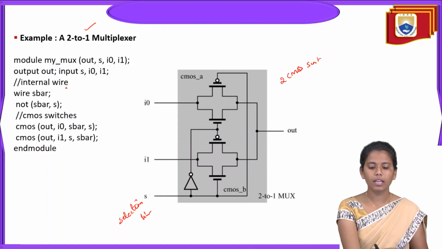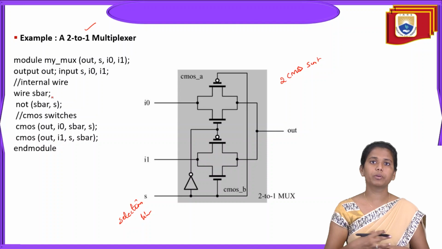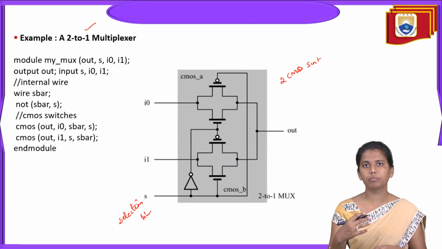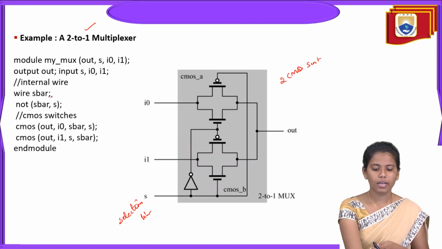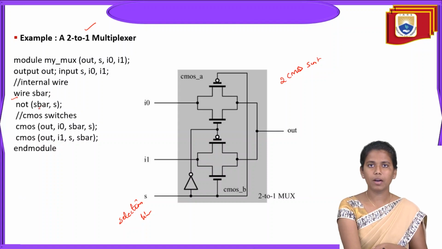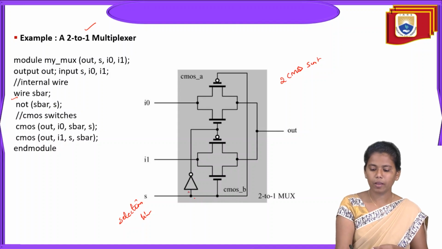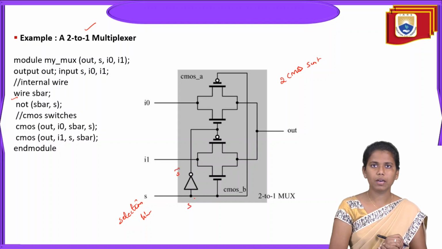And then finally the internal wiring. For the connection purpose, the physical connection should be made with respect to the switches that we are considering. So the physical connections will be made with the connecting wire. The wire is S bar, okay, wire S bar, for the selection lines S bar and S. This is S and this is S bar and S.